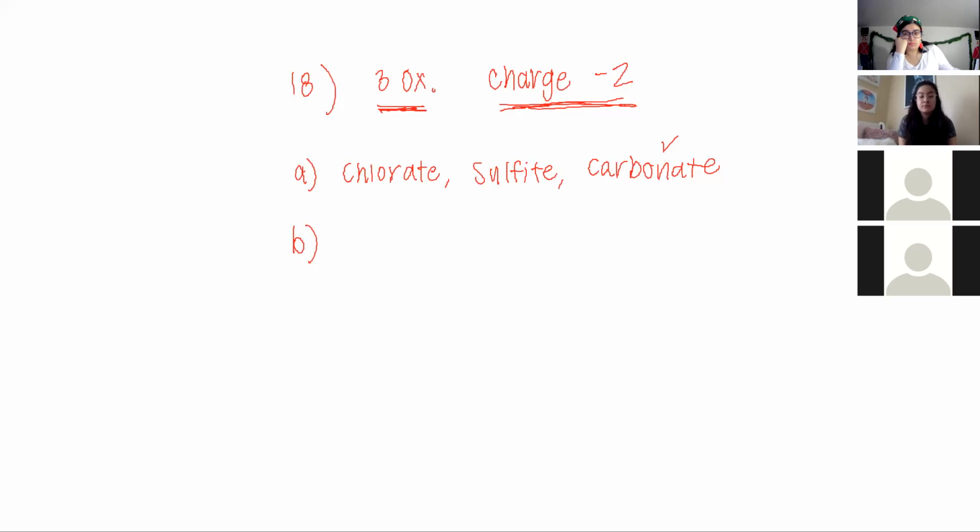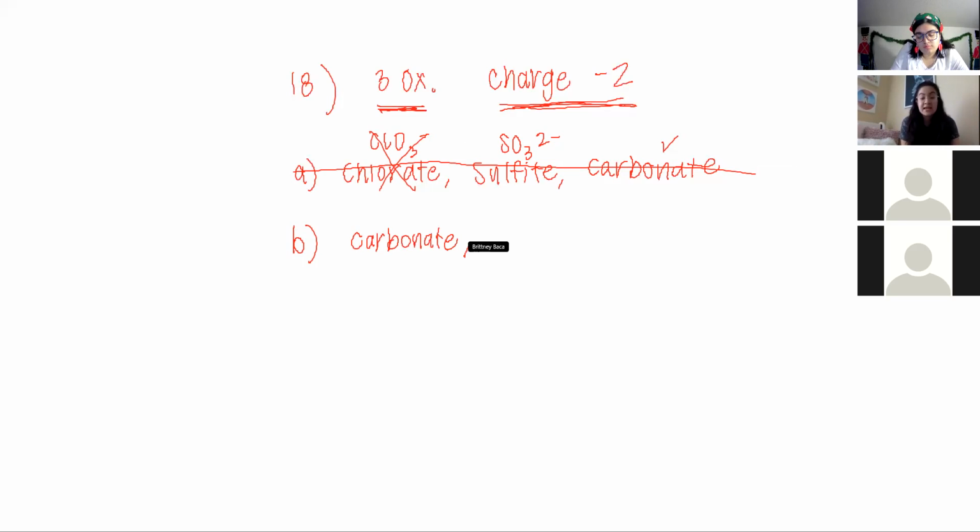So sulfite is right because it's SO3 2 minus. But chlorate is wrong because it's ClO3 minus. And it only has a charge of -1, right? So since this one's wrong, we get rid of the entire answer. So then now for B, they give me carbonate, selenate, and chlorate.